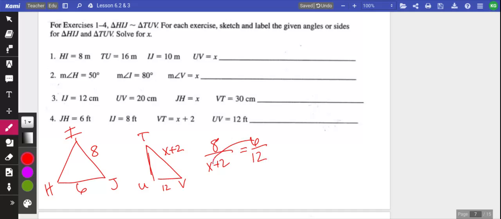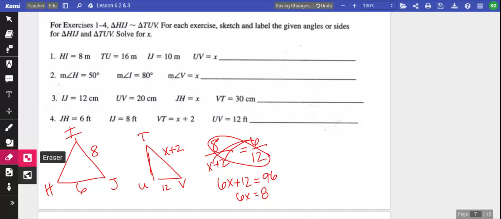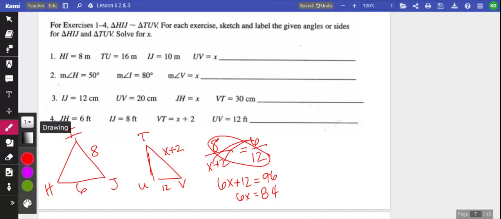So this side is actually going to be 6X plus 12 equal to 8 times 12, which is 96. Subtract 12 from both sides, which gives me 84. And 84 divided by 6 is 14. Now it wants me to do the whole VT, so I have to sub that back in. So 14 plus 2 is actually then 16.